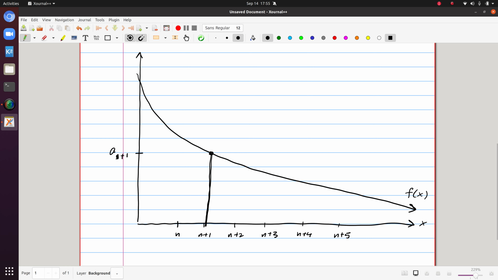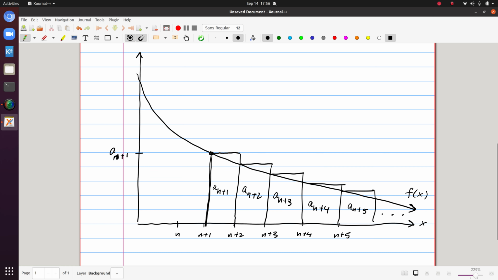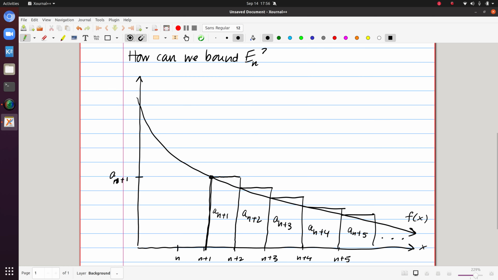There are lots of ways I could place a rectangle with this height and width 1 on here. One way I could do that is to choose to move out rightward by 1 unit. Then this rectangle would have area a sub n plus 1. If I do a similar thing, this would have area a sub n plus 2, a sub n plus 3, and so on. And I could continue this process indefinitely, and it would have the infinitely many terms included in the E sub n summation here.